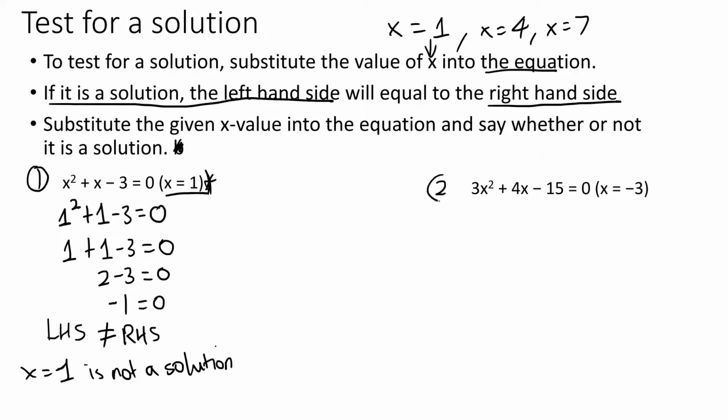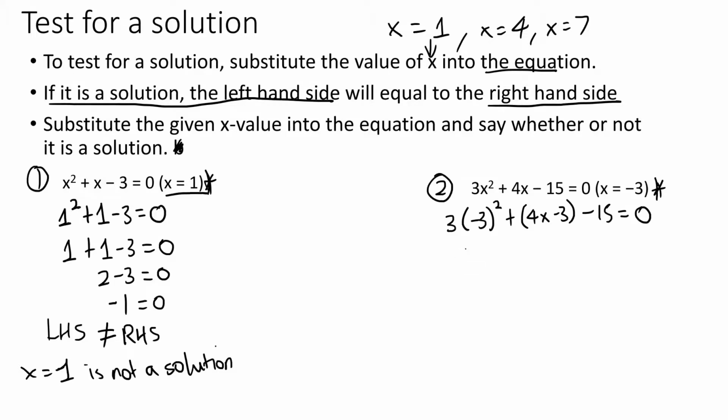Okay, second example, same thing. The only difference is they tell us x is equal to -3. So you get 3 times -3 squared plus 4 times -3 minus 15 should equal 0.